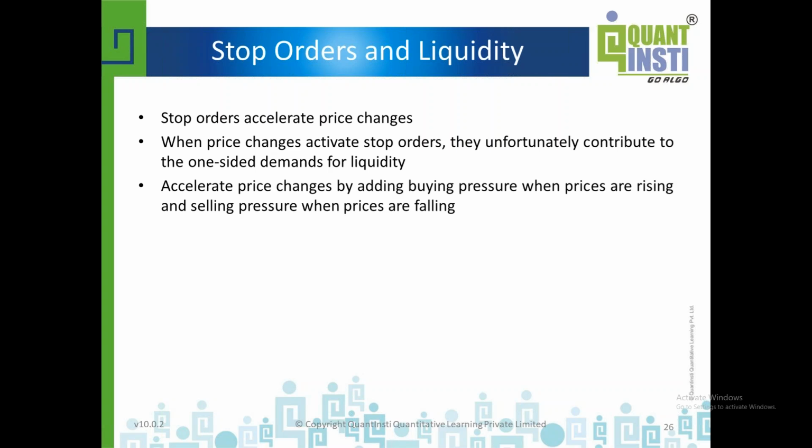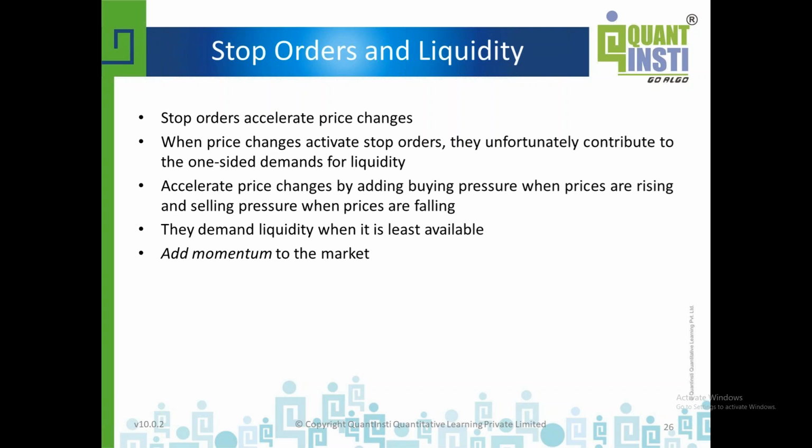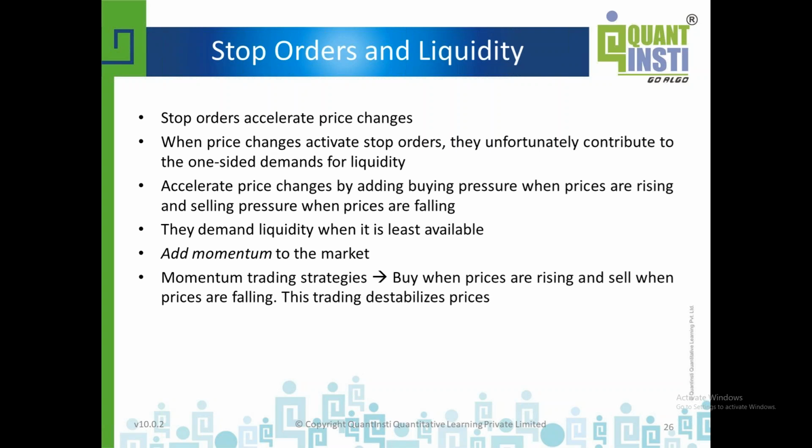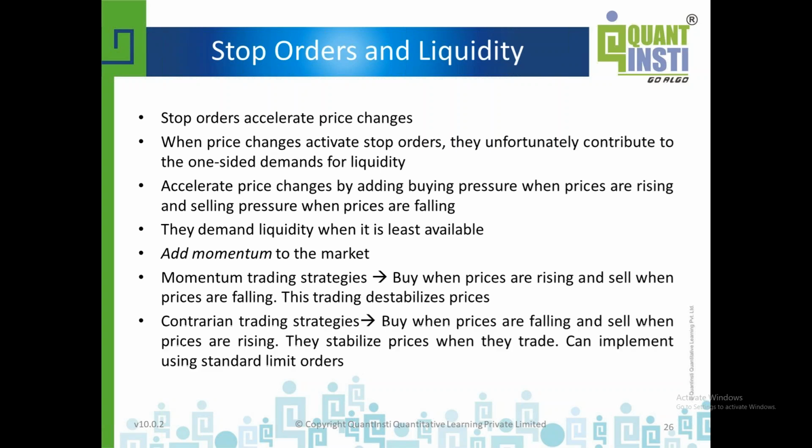Unfortunately, they contribute to one-sided demand for liquidity, and they accelerate the price in this sense. They add momentum to the market, so remember the momentum strategies: buy when prices are rising and sell when prices are falling, right? This trading destabilizes the prices. It's a spiral that goes through, and a lot of people take advantage of this, right? I mentioned mean reverting; contrarian is the reverse of that, right?